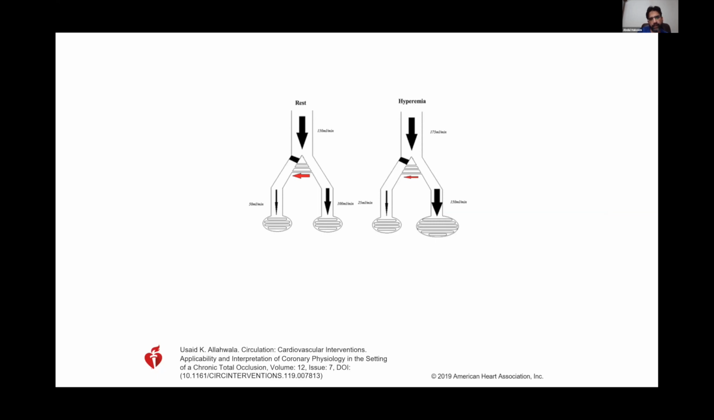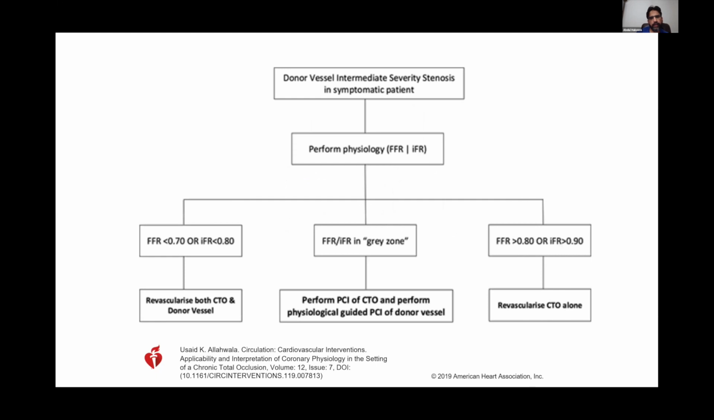And the CTO segment really is maximally vasodilated. And when you give adenosine, it causes a steal, which would artificially show you that the donor artery is ischemic. And then they come up with a very nice algorithm.